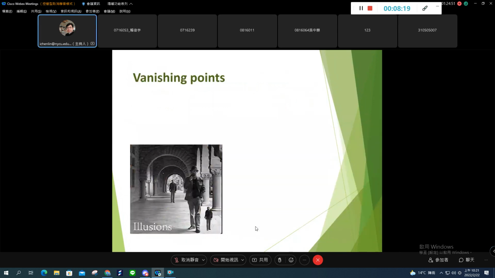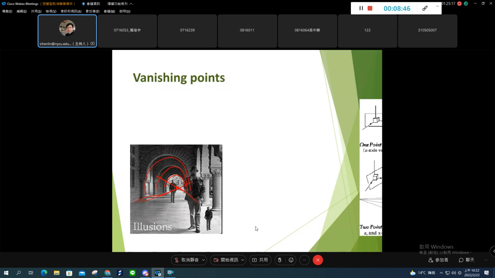So for instance, if we look at the doorway, or say the archway here, you can see that our lines will gradually converge to a point, if we then extend them, or intersect at a certain point. And that is called the vanishing point.